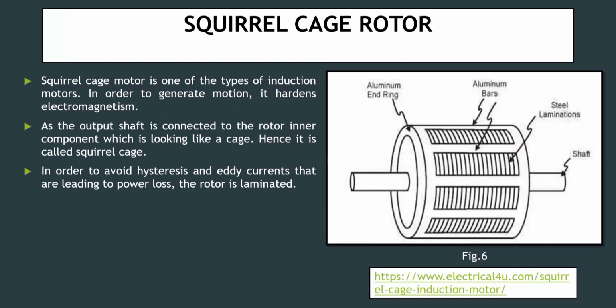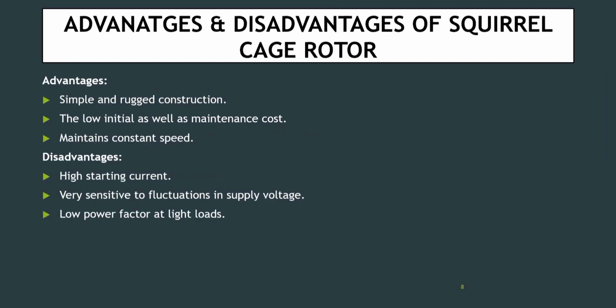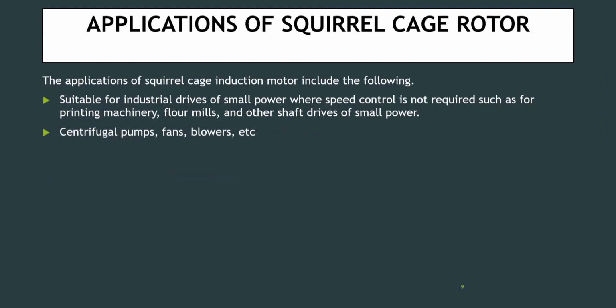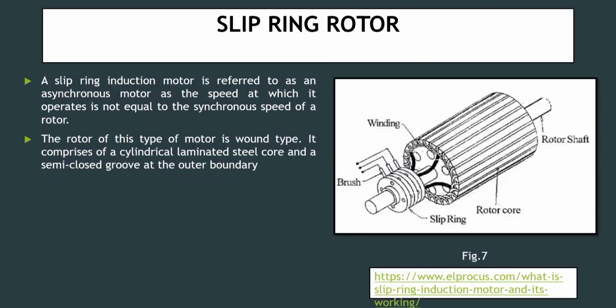Squirrel cage is one of the types of induction motor. It hardens electromagnetism. The output is connected to the inner component, which looks like a cage. That's why the name squirrel cage is given. To avoid hysteresis or eddy current losses, the rotor is laminated. Advantage of squirrel cage: low initial cost. Please note it down: low initial cost; high starting current is a disadvantage, and low power factor. In applications like centrifugal pumps, 90% of the machines have this squirrel cage rotor.